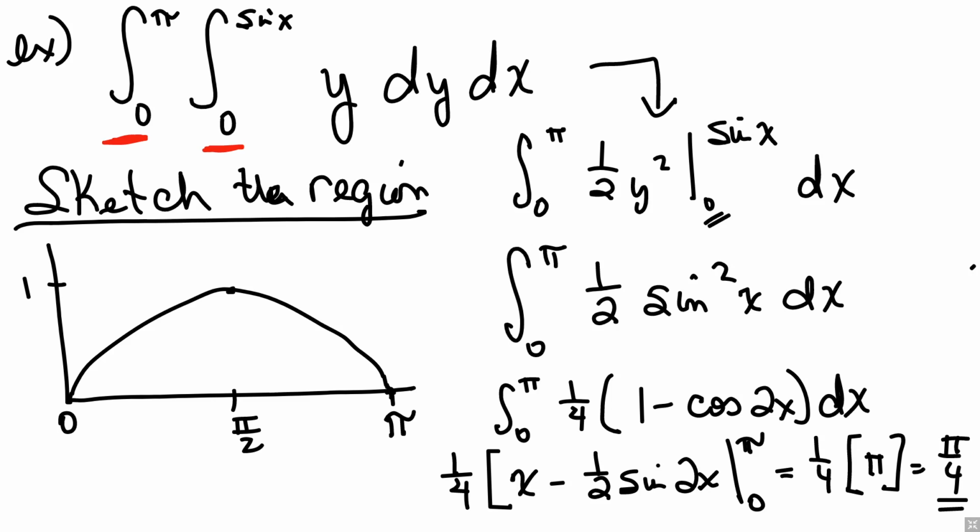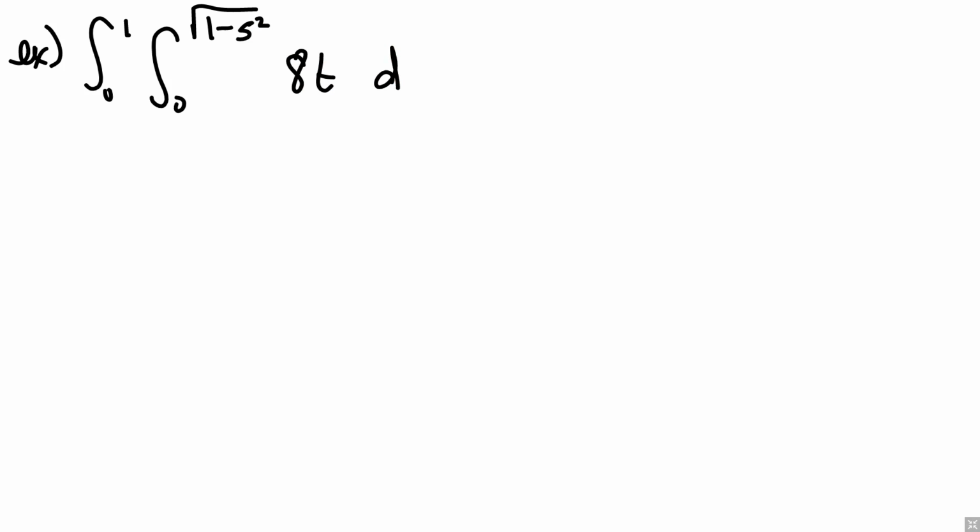Okay, so let's look at our next example. All right, so our next example, we've got the integral from 0 to 1. Then we've got the integral from 0 to the square root of 1 minus s squared. We've got 8t dt ds.